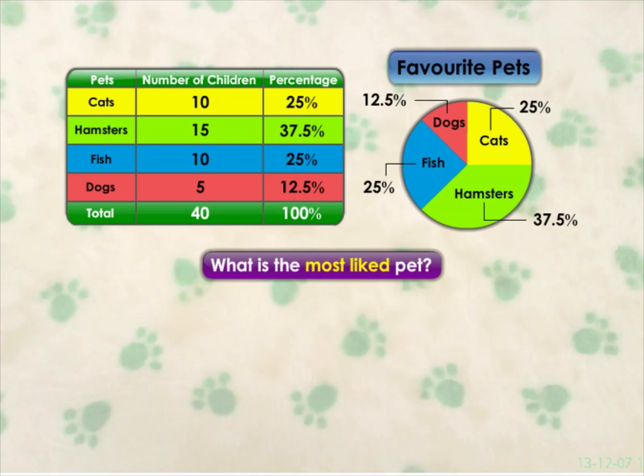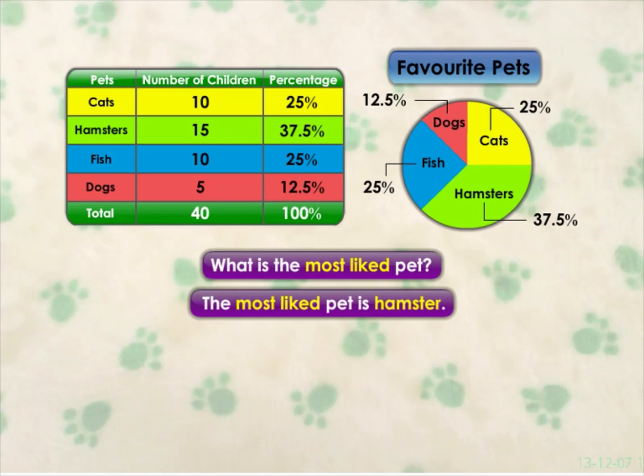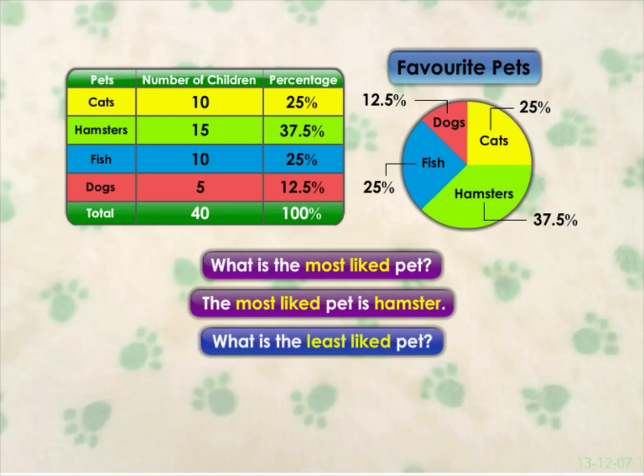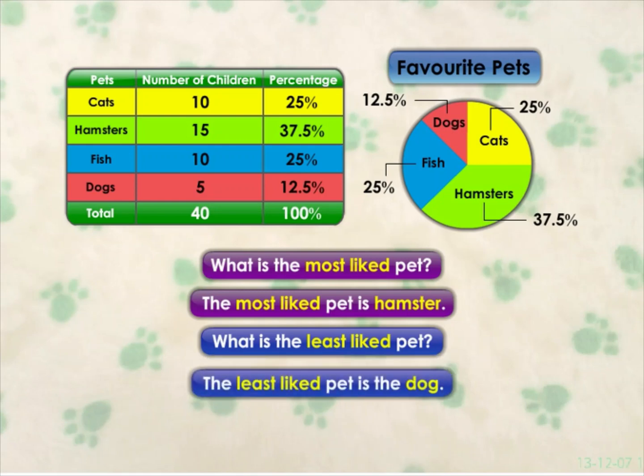What is the most liked pet? From the pie chart, we can see that the biggest slice is 37.5%. So, the most liked pet is the hamster. What is the least liked pet? The dogs make up the smallest amount of pie by number, since the slice corresponding to the dogs is the smallest. So the least liked pet is the dog.